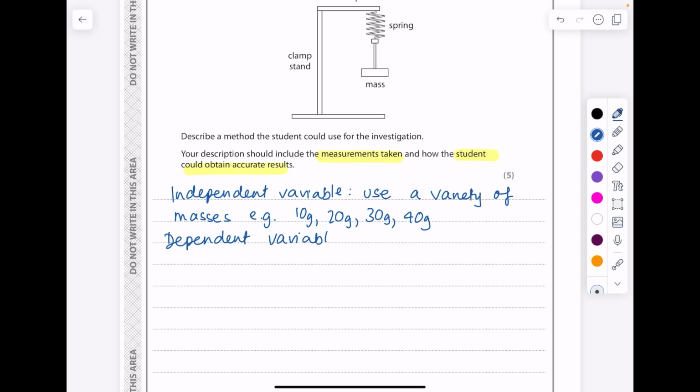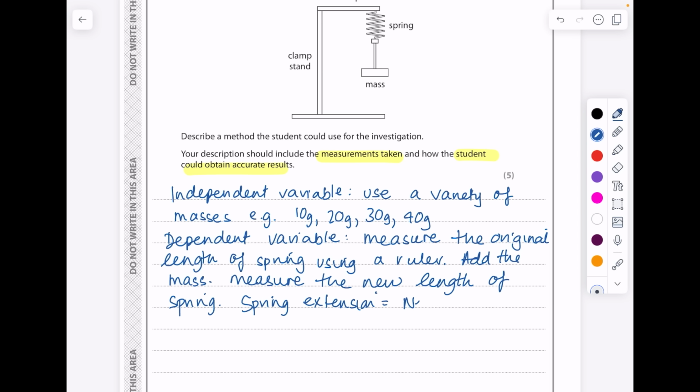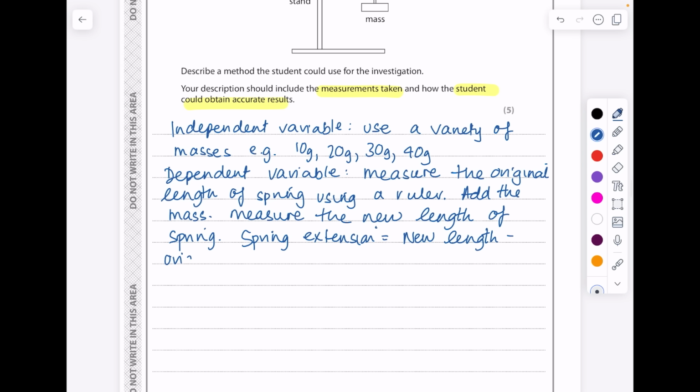So the first thing we need to do is measure the original length of the spring. It's always worth mentioning apparatus. Using a ruler. Add the mass, measure the new length of spring. Spring extension is therefore new length minus original length. I'm not going to include any control variables here. I'm just going to simply say repeat and calculate an average for reliability.